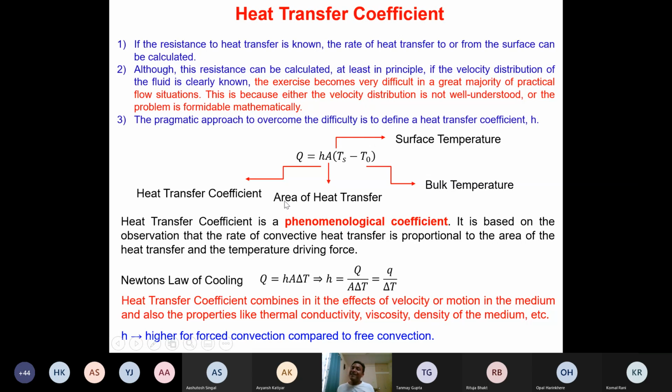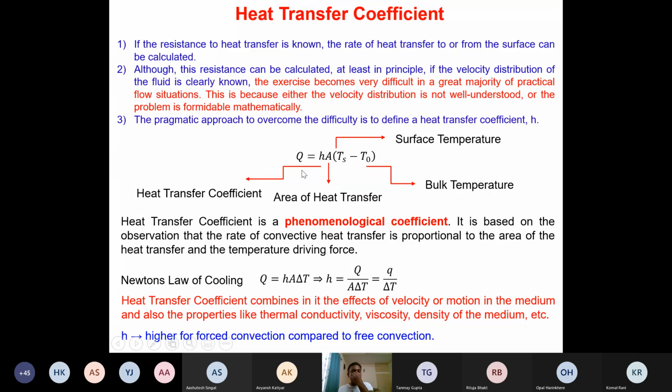In a real situation, if you wanted to solve the problem exactly, first you have to solve a fluid problem to find out the velocity distribution, then use that velocity distribution to find out the heat transfer coefficient. So that should be the actual procedure. But in general, instead of making our problem solving complex, without solving the fluid problem, h is obtained by using the correlations.